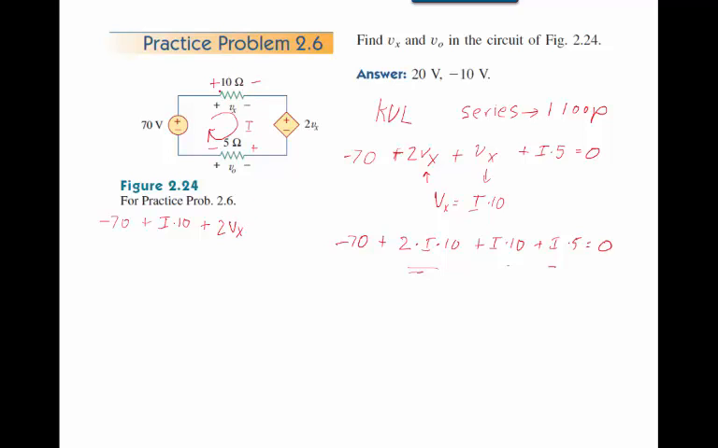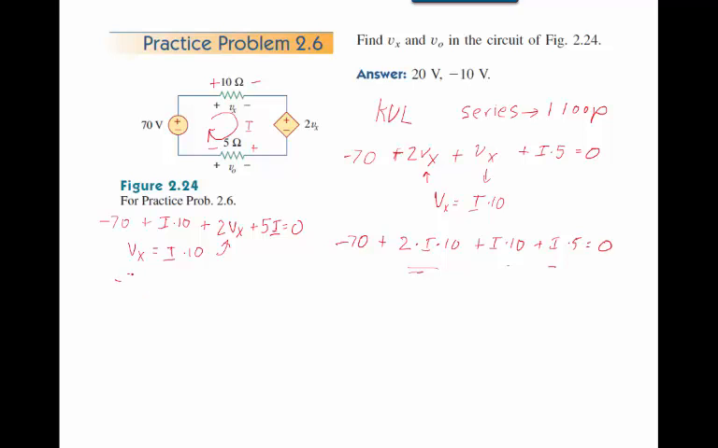But Vx is the voltage that's across here. So this voltage depends on that voltage. And then plus, I hit a plus sign first, plus 5I equals 0. It's the same thing I wrote here. I just wrote it in a different order because I was trying to confuse everybody. So, and then I see that Vx, the voltage across this resistor, is I, my one loop current, times 10 ohms. And I substitute that into there.